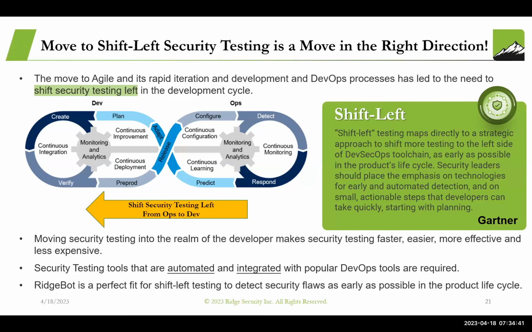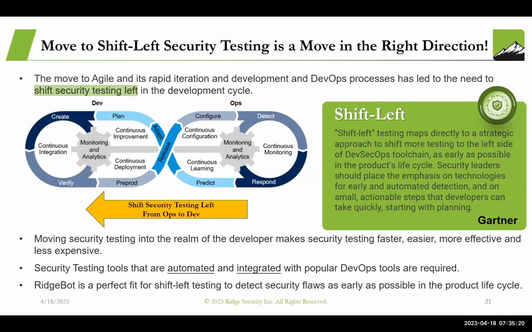Rather, it is being done as part of the development cycle. So that means that security testing has moved to the realm of the developer. This is something that we weren't seeing before, or we weren't seeing as much of it. Now, with all the shift left that we see, developers at early stages are discovering security problems. As a result of this, security testing has become faster, more effective, and also less expensive. Why is that?